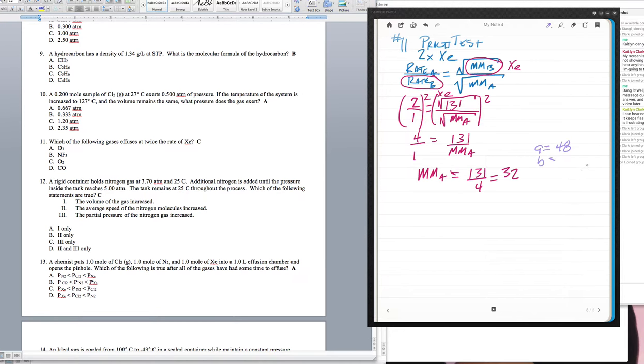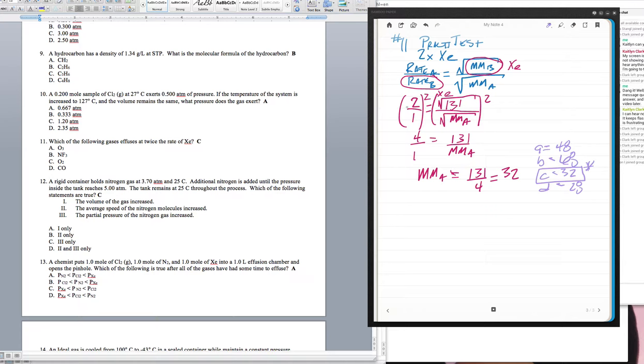B is 19 times 3 is 54. 54 plus 14 is 68. C is 32, and D is 12 plus 16 is 28. So D could be a detractor. You got to be careful about that, but clearly the answer is C for that one.